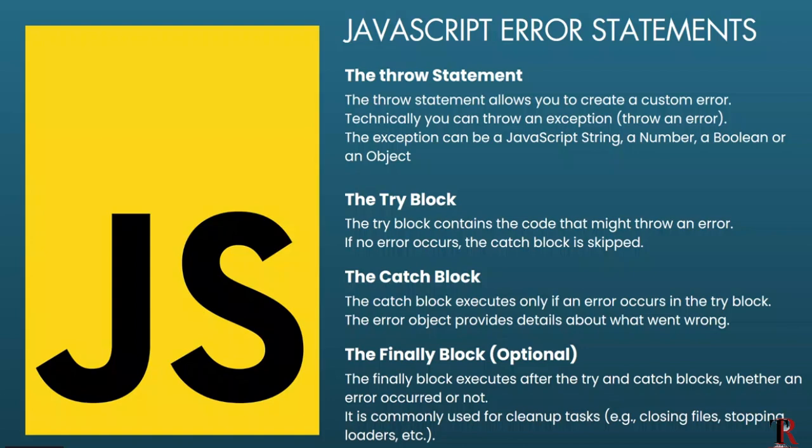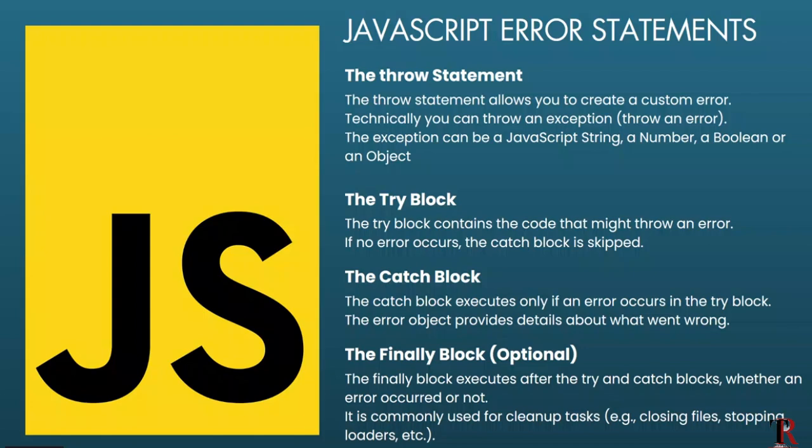The try block is where the main actions usually happen because it is the part that contains the code that might throw an error. So what you want to test for is always inside the try block, where that code will be tested to see if it might throw an error. But in instances where no error occurs, the catch block will be skipped because the catch block depends on the try block.